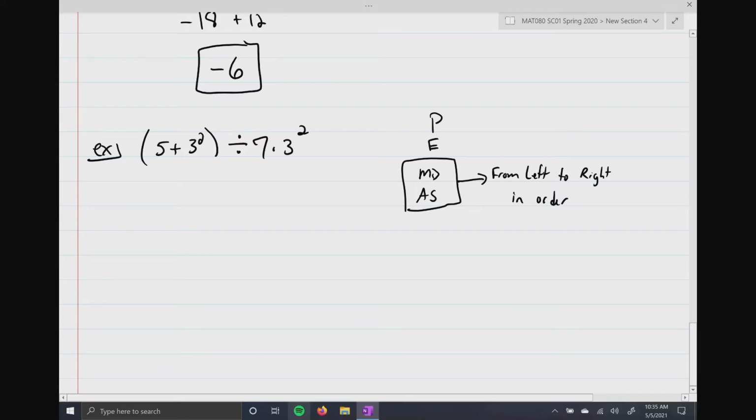So, here I need to start with the work inside the parentheses. More importantly, the 3 to the second power. So, this is going to be 5 plus 9. And then I write everything exactly how it looks. I do not do two or more steps at once. I like to keep it simple. So now, I still need to do the work inside the parentheses. So I'm going to add 5 and 9 together. And that's going to be 14.